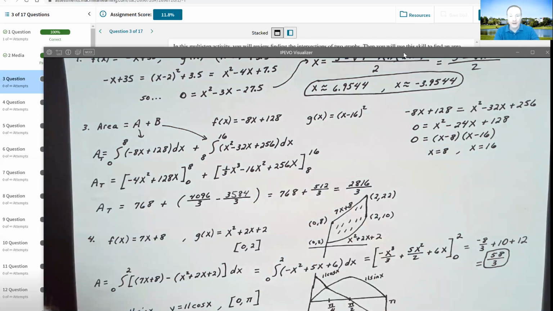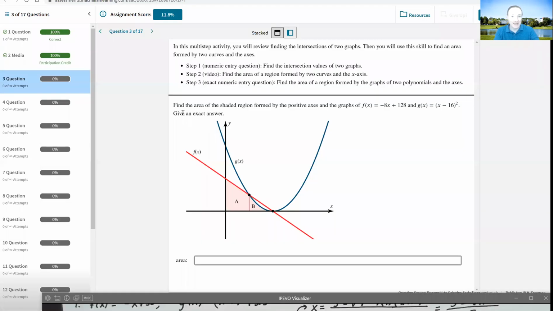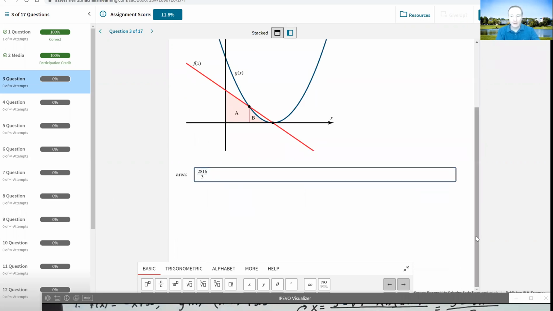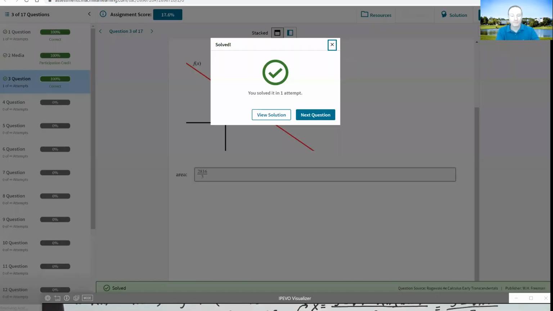Now again, if you look at Achieve, I think they're saying that they want an exact answer. So they wouldn't even want a repeating decimal here. They want the fraction. So I'll say 2816 divided by 3. And that should represent the answer that they want there. I'll go up to check answer. And they like it.